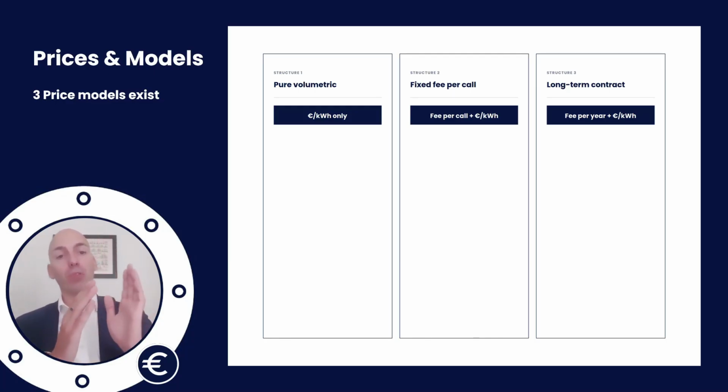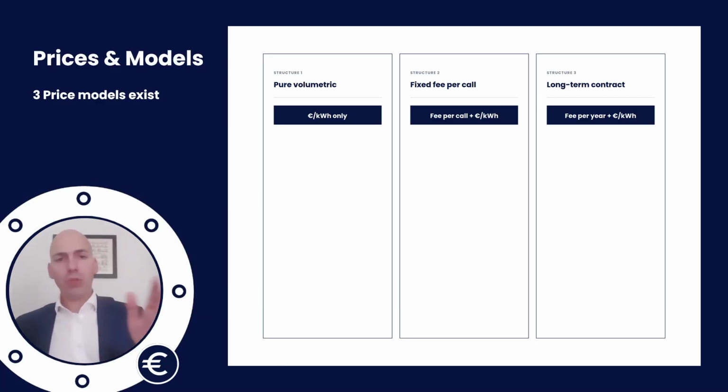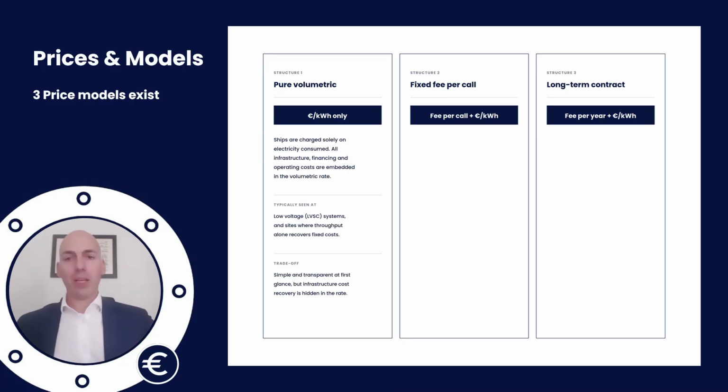I actually personally prefer structure 3 the most, and made that structure because of various reasons, but I do believe you can divide most of the risk between the shore and the ship, but that's not what this masterclass is about. So what do these 3 different structures mean? Purely volumetric, you just pay like you do at home. Just every kilowatt hour comes with a cost.